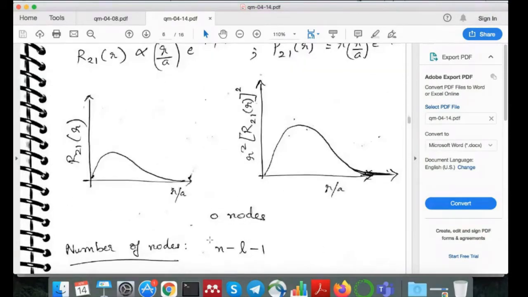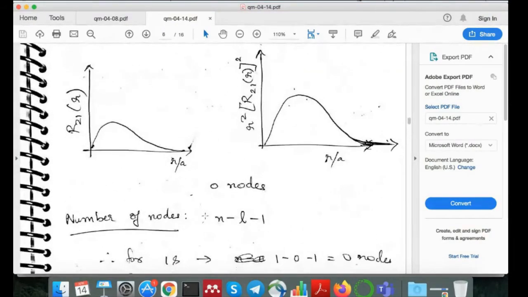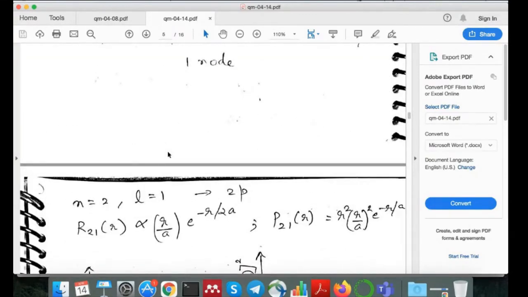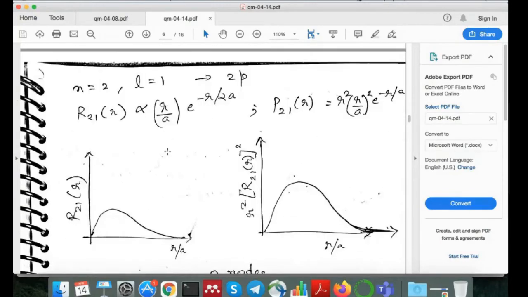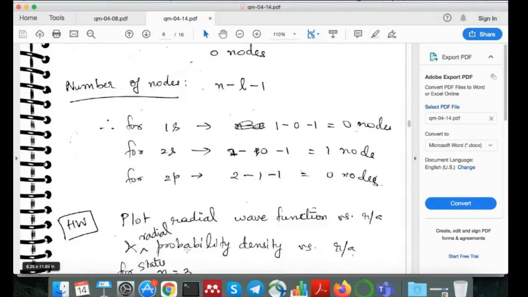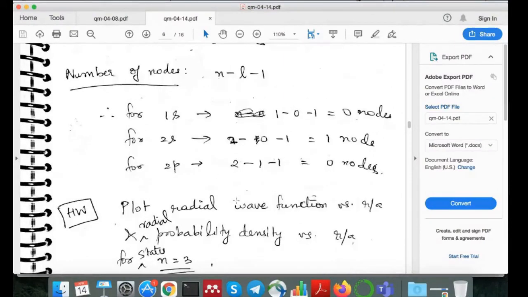So the homework for you is to plot. I've only plotted for n equal to 1 and n equal to 2, so you should also check how the plots look for n equal to 3. Please do that, because this might be asked in your quiz or in the end sem exam. Go and look at how the wave function and the probability density look for n equal to 3. I've also listed it here. We have already seen that for 1s there are 0 nodes, for 2s there is one node, and for 2p there are 0 nodes.